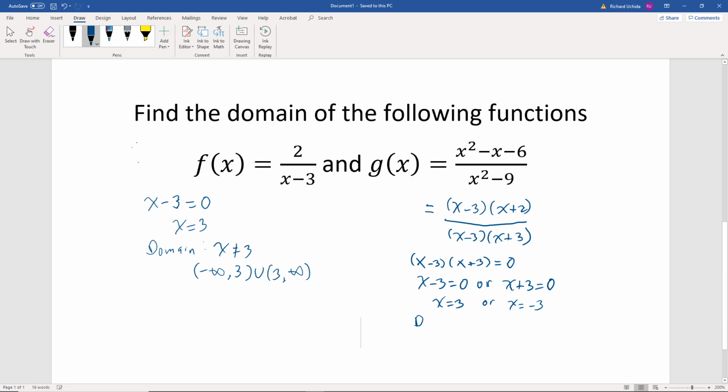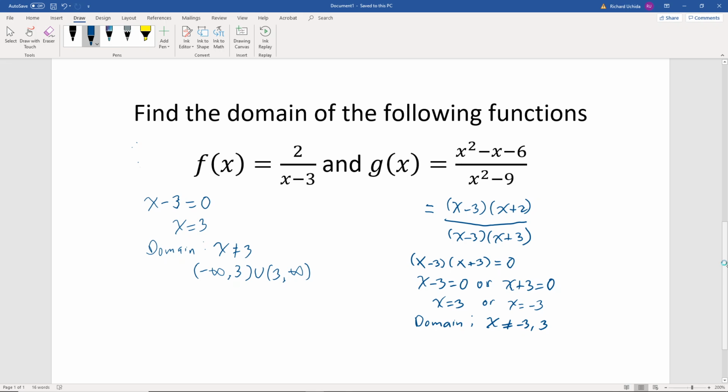So again, for our domain, one way you could write it is, again, these are the values which would make our denominator equal to 0, so we've got to exclude those values. So we'd say x cannot be negative 3 or 3.